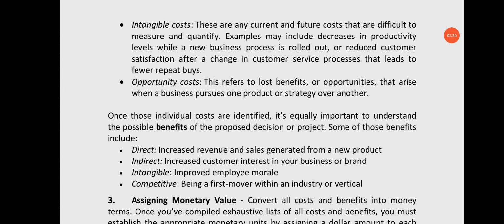Intangible costs. These are any current and future costs that are difficult to measure and quantify. Examples may include a decrease in productivity levels while a new business process is rolled out, or reduced customer satisfaction after a change in customer service process that leads to fewer repeat buys. Opportunity cost. This refers to lost benefits of opportunities that arise when a business pursues one product or strategy over another.